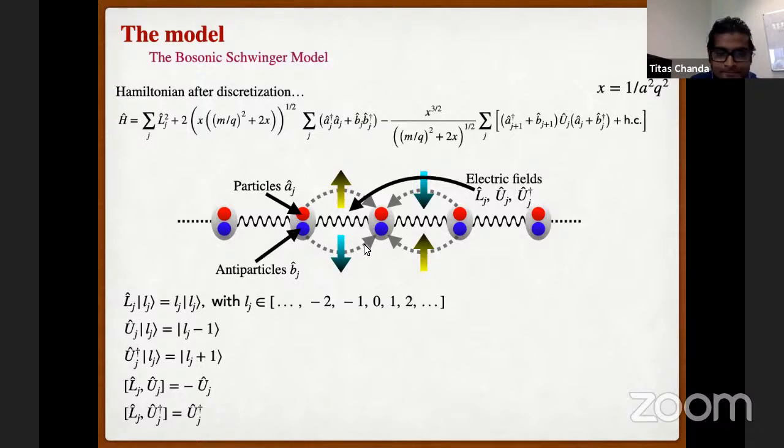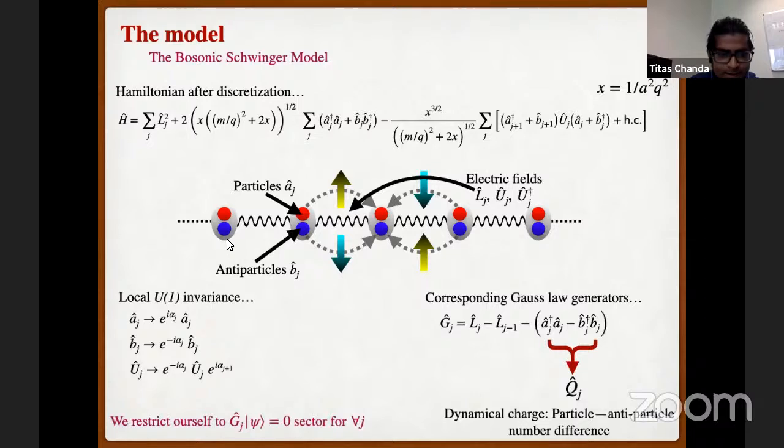Now, this Hamiltonian has a local U(1) invariance under this transformation. So if we transform these operators locally, the Hamiltonian remains invariant. And as a result, we have Gauss law generators, which are constants of motion. So these operators commute with the Hamiltonian. And the physical sector for us is the states that are annihilated by the Gauss law generators.